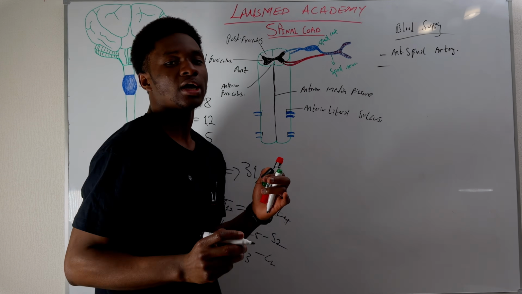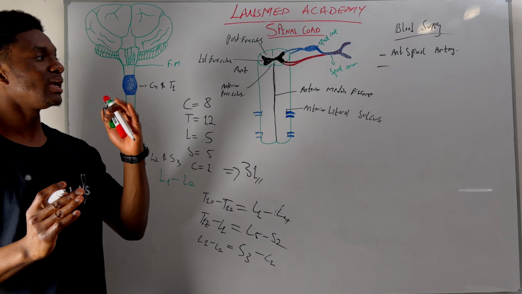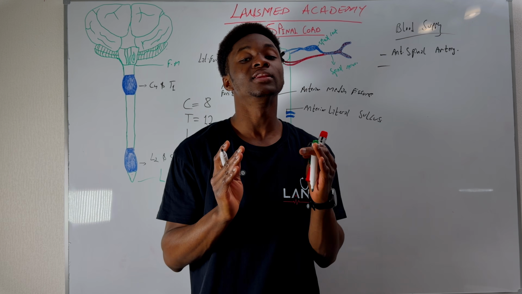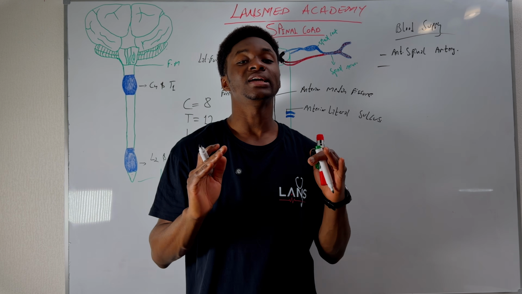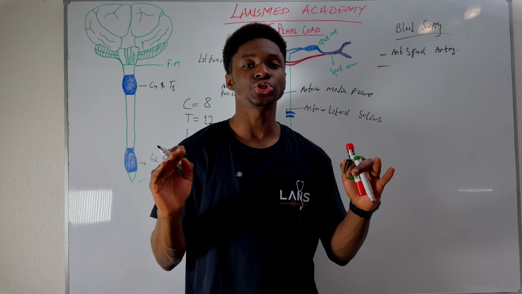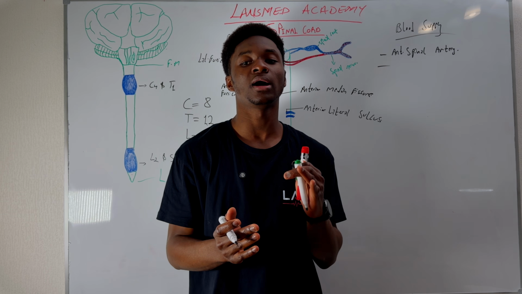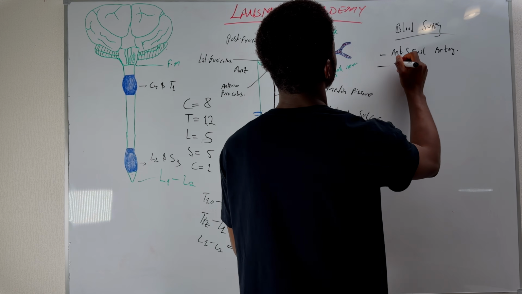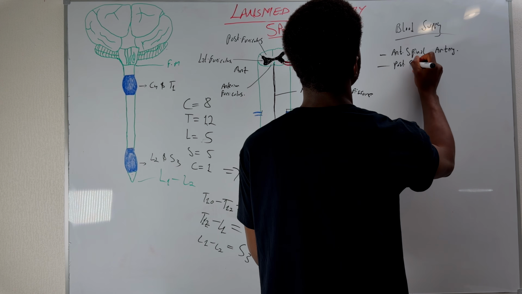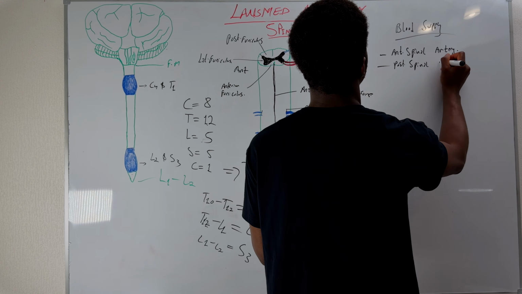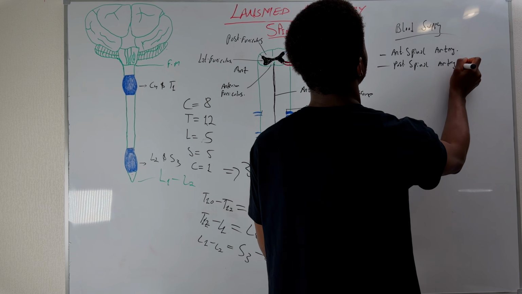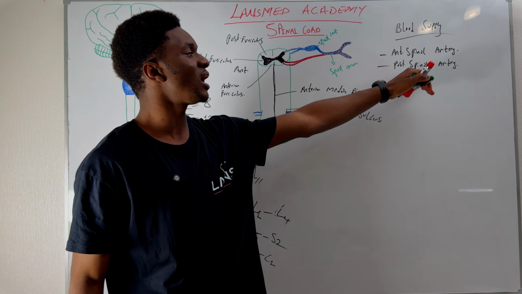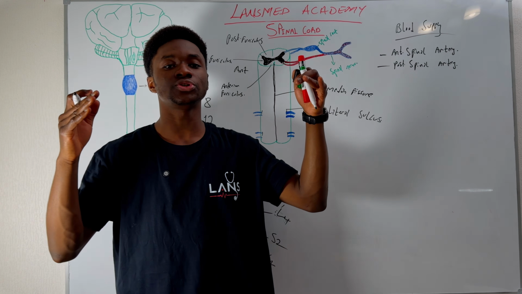The next artery I want us to look at is the posterior spinal artery. The posterior spinal artery is formed by the posterior inferior cerebellar artery, PICA. So the next is the posterior spinal artery, which is formed from PICA. And the posterior spinal artery will run posteriorly.